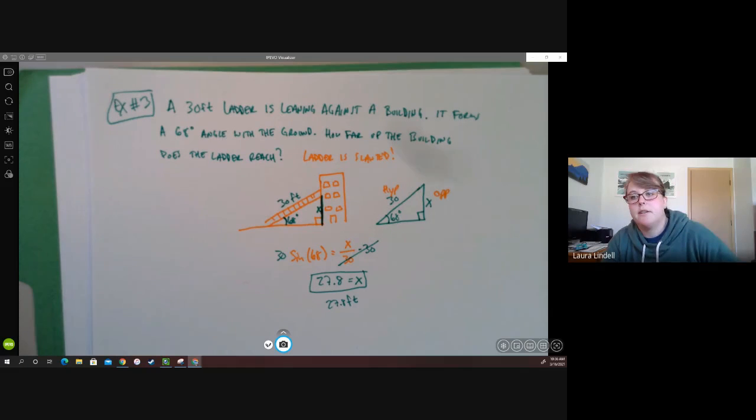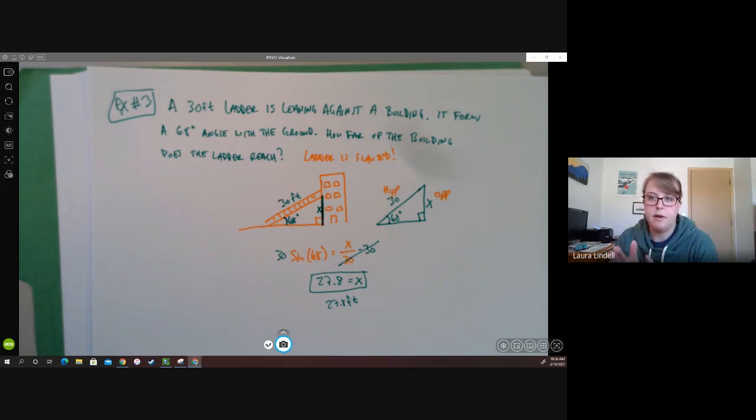In the poll section, I want to see how you guys are feeling about these so far. So on a scale of 1 to 5, how are we feeling about these right triangle problems? 1, needing a lot of help. 3, I just need some practice. 5, these are really easy for me. What are we feeling? I would like everybody to vote.